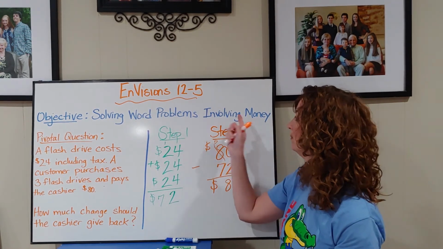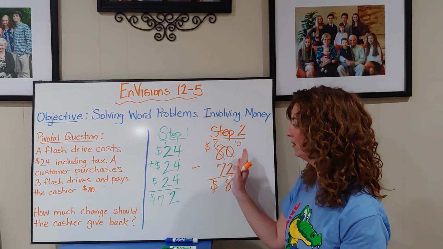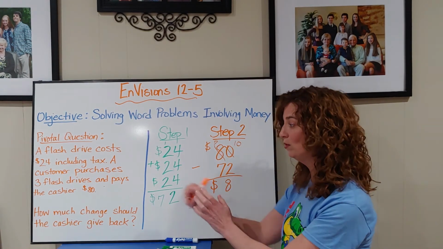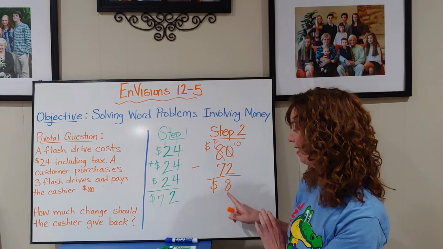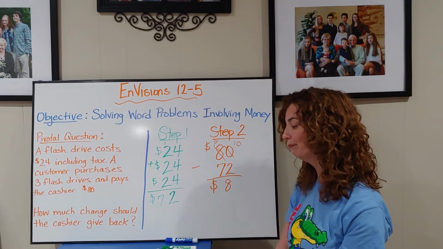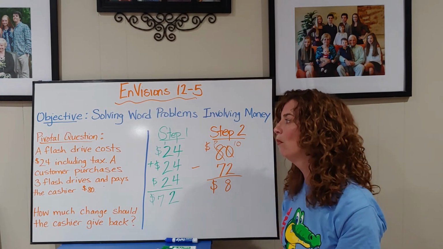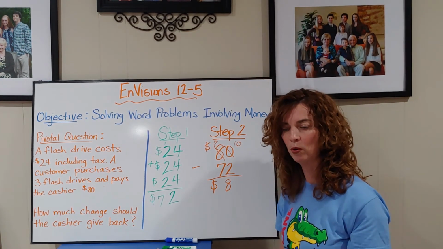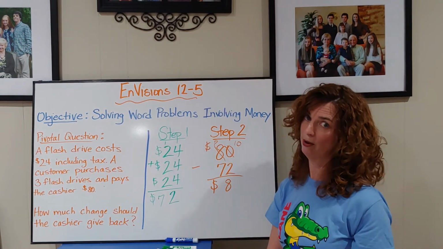So solving word problems involving money, and this is our pivotal question. Here are step 1, step 2. Shopping questions, you add, then you take the total that they've paid, subtract your total, and that's how much change you get back. Alrighty, tomorrow we're going to do this lesson again, and we'll obviously have a different math question. And then next week we're going to review, and we're going to have a test on topic 12.